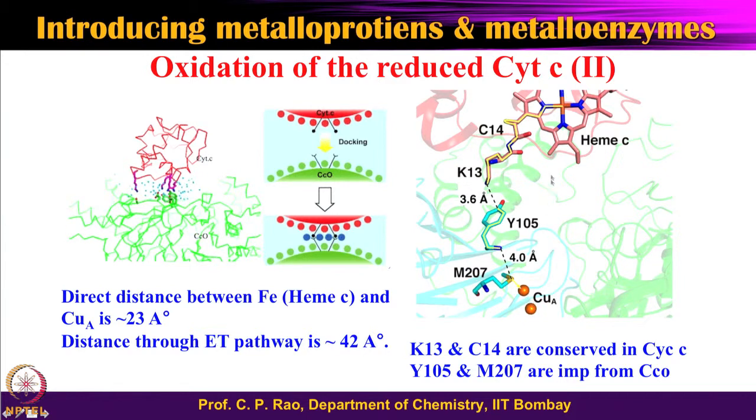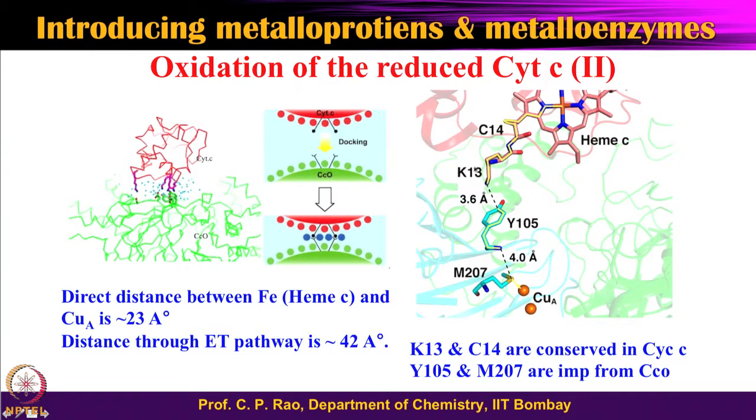You see the 2 coppers, and there are some residues like cysteine 14 and lysine 13. These two, which are coming from the cytochrome C, are extremely important. Similarly, methionine 207 and tryptophan 105 coming from the cytochrome C oxidase are also equally important. So, this is the region. Now, if you take this center to this center, the distance is around 23 angstroms. But if you go through this particular path, called the electron transfer path, it is around 42 angstroms.